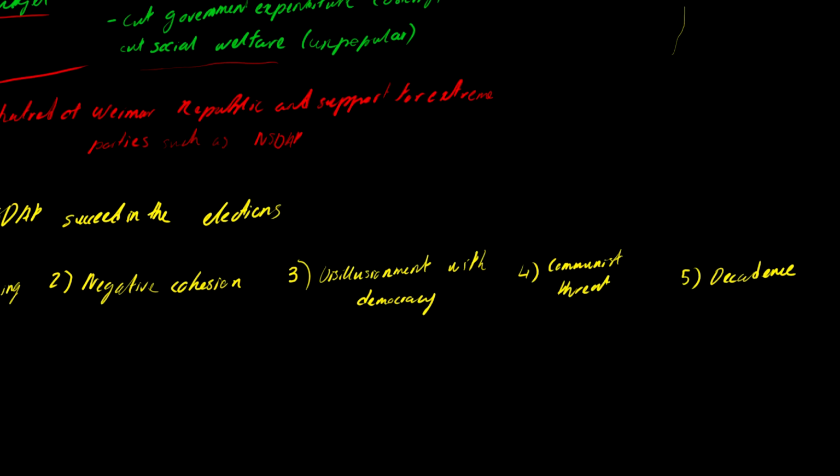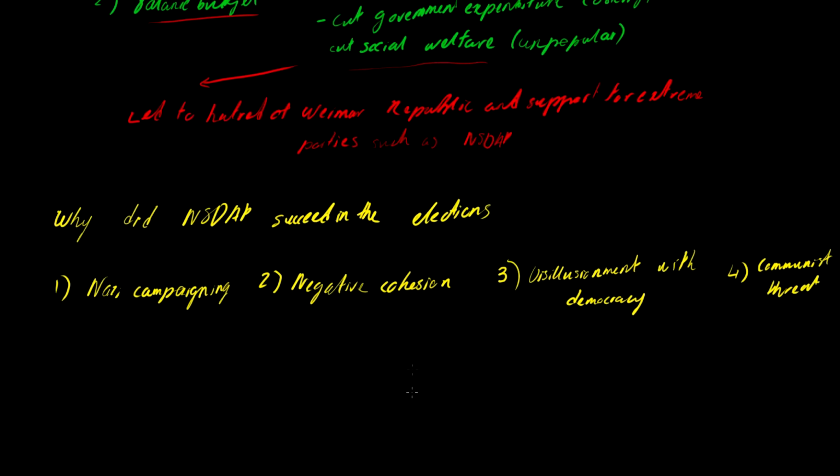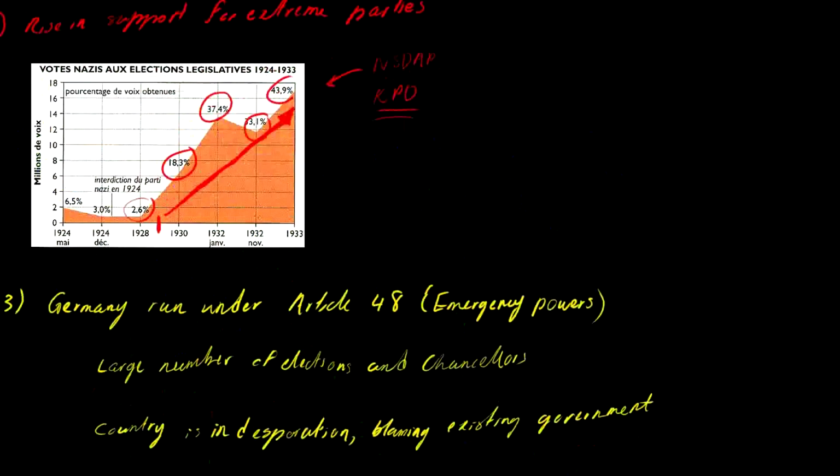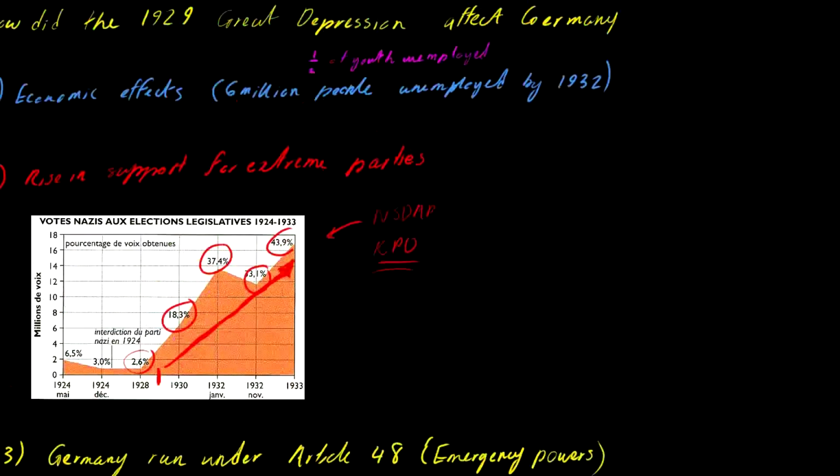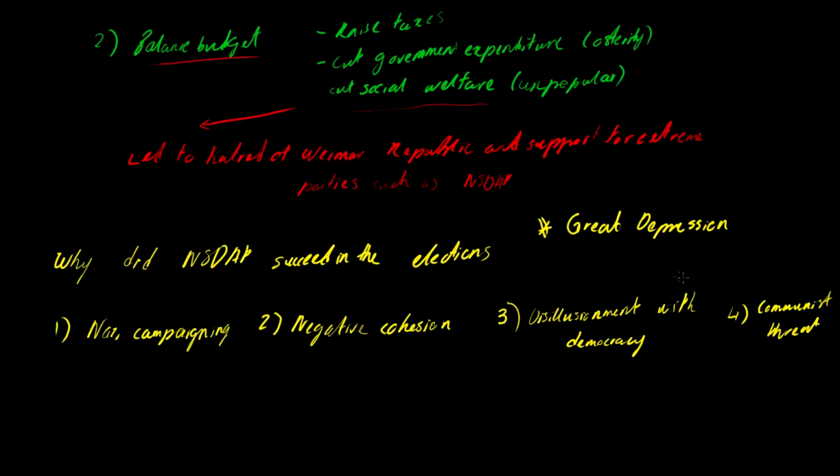So if we look at Nazi campaigning, I'd also say the Great Depression is one of the major reasons they succeeded. It led to hatred of the Weimar Republic, which also led to a rise in popularity of extreme parties because people were dissatisfied with their conditions. It led to major economic effects. I'll highlight that. The Great Depression is one of the major reasons for success, but we're looking at some other reasons. So Nazi campaigning.